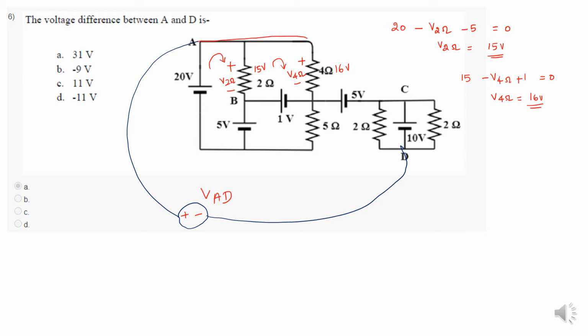So this is the closed loop. In this way the closed loop is formed. Okay, this is the closed loop. Okay, now I am going to write the entire equation using KVL.